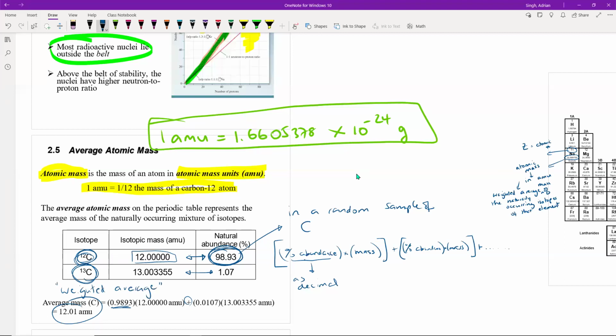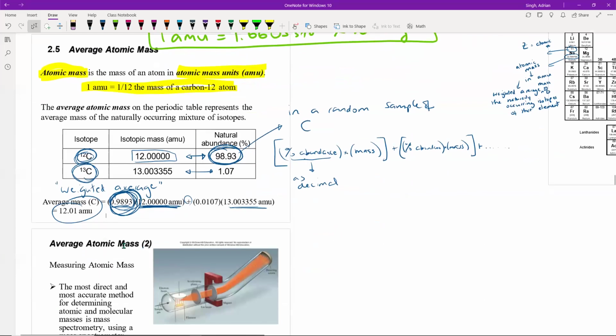Because it takes into account the percent abundance. So it would make sense then that the overall weighted average mass for carbon is a lot closer to 12 than it is to 13, because carbon 12 with its mass is way more abundant than the carbon 13. So we can draw some conclusions, make some inferences based on what we see here.